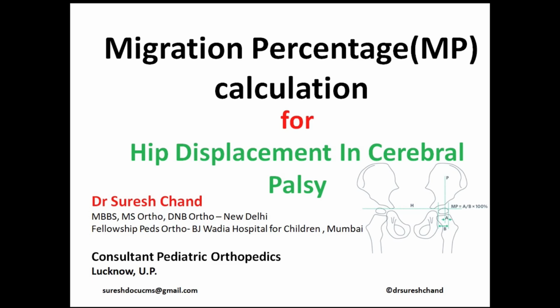Migration percentage is used for expression of hip displacement in the care of cerebral palsy. It is the amount of femoral head which is outside the lateral margin of the acetabular margin. Classically it is calculated by using scales and measuring it actually, and it takes time, and sometimes the devices or the instruments are not available within our reach in a busy clinic.